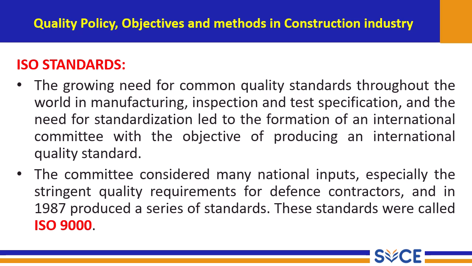So, quality policy and objectives in the construction industry. Now we are going to see some policies and objectives in the construction industry with respect to quality. ISO standards: ISO, which we have discussed in the previous lecture, has principles, and we have seen eight principles there. So we'll see some important policies with respect to ISO standards.